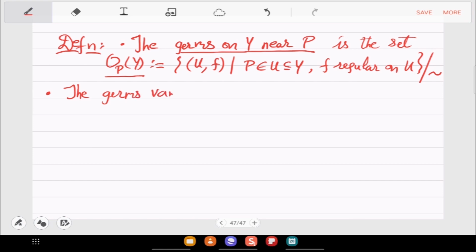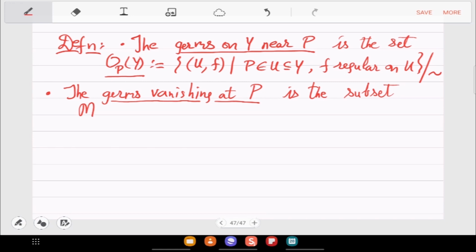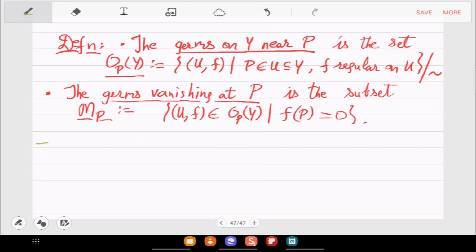And the germs vanishing at P are somehow special. So these are functions that are defined at P, but when you evaluate them at P, you get the trivial thing which is 0. Okay, so these are the germs vanishing at P. It's the subset called MP of germs (U, f) in O_{P,Y} such that f at P is 0. Is that clear? Examples of this are actually trickier to write down.